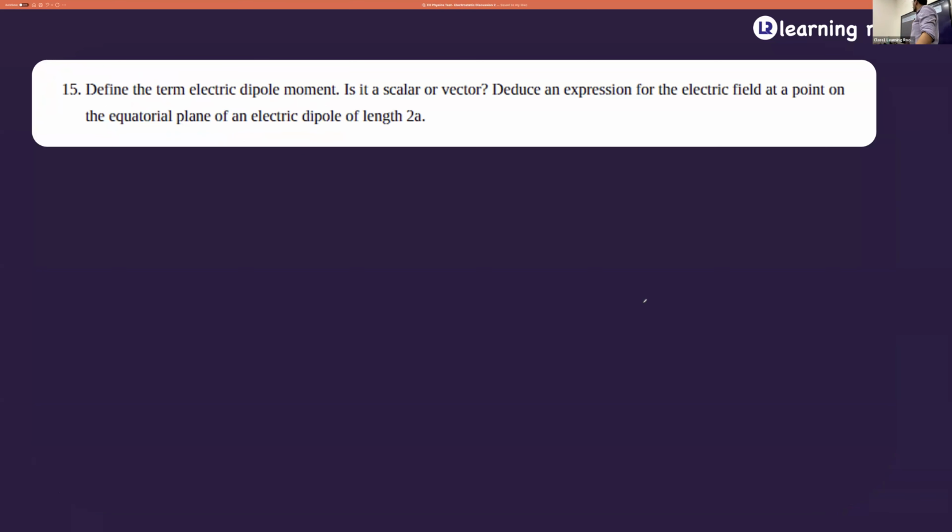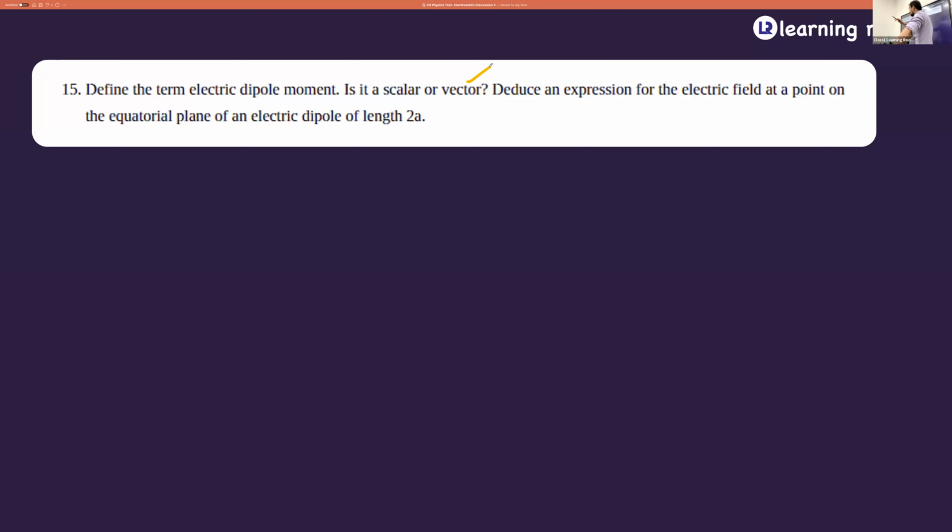Okay. Next, the 15th one is: define the term electric dipole moment. It is basically the product of the magnitude of either of the charges multiplied with the distance of separation between them. Is it a scalar quantity or a vector quantity? It's a vector quantity. Deduce the expression for the electric field at a point on the equatorial plane of an electric dipole of length 2a.